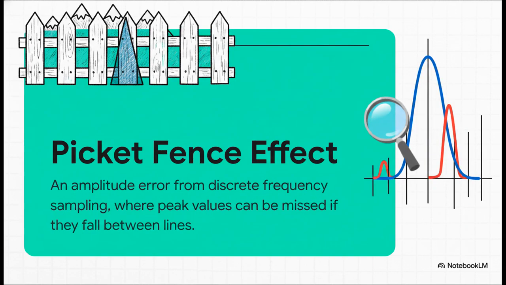And finally, we've got the picket fence effect. And the name is perfect. Imagine you're looking at a beautiful mountain range, but you're looking at it through a picket fence. You can only see what's between the slats, right? So if the true peak of a mountain is hidden behind one of those slats, you're going to misjudge how tall it is. The exact same thing happens with your data. The FFT only calculates values at discrete frequency lines. And if your true peak falls between those lines, you're going to get an amplitude error.